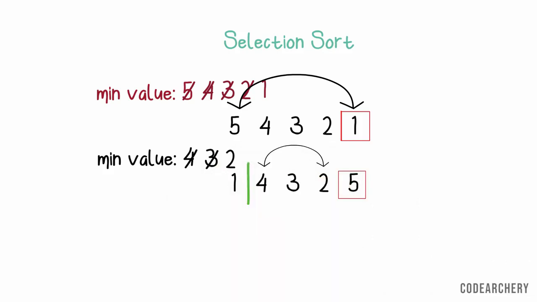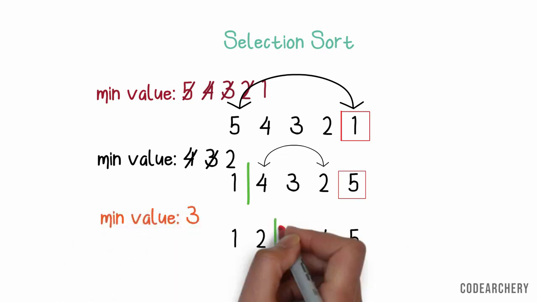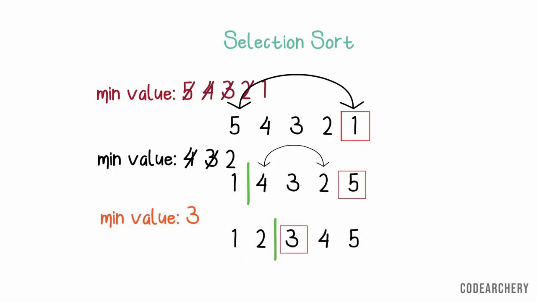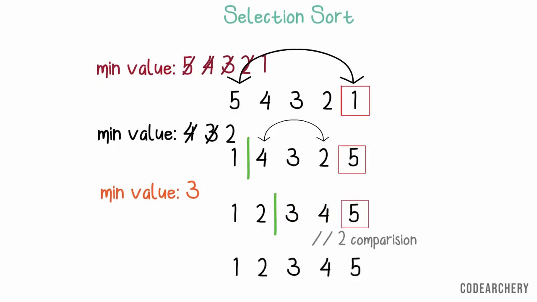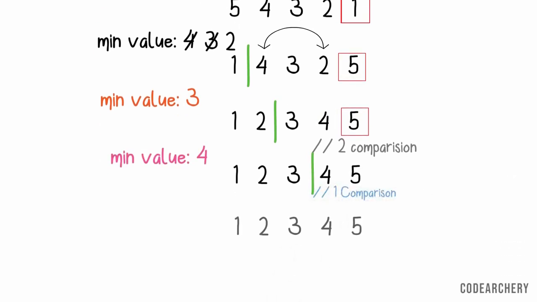Now as you can see in our third iteration, our list is sorted, but still we can't stop, because the algorithm will pick the min element and again compare it with the remaining elements. So here we'll perform 2 comparisons. Again, the same repeats for the 4th iteration. It will perform 1 comparison and then finally our loop will end.